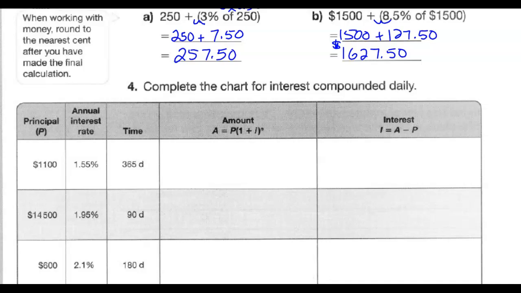Okay, now this is review of interest calculations from Chapter 1. So principal, that's the amount invested, is 1,100. The annual interest rate is 1.55%, and the time invested is 365, which is 1 year.